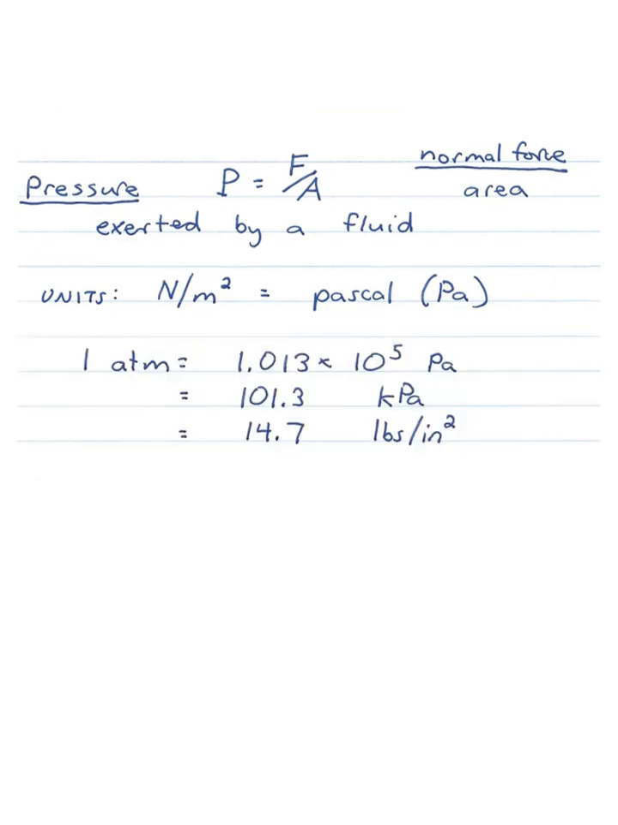As we think about pressure exerted by a fluid, force divided by area measured in pascals, I want you to know that 1 atmosphere is, by definition, air pressure at sea level. And so 1 atmosphere is a pressure of 1.013 times 10 to the 5th pascals. I'd like you to remember that quantity because you'll be using it quite a bit in this chapter. It's also 101.3 kilopascals. In English units, it's 14.7 pounds per square inch.